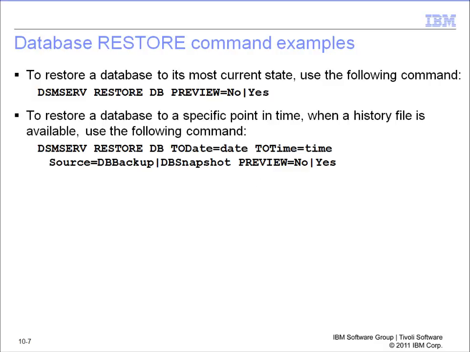To restore your database to the most current state, again, dsmserv restoredb. This is to the most current state. If you're going to go to a point in time, you need to roll back 2 days, for example. There's been some file corruptions. You need to restore back to a good backup. You would then do your dsmserv restoredb and provide a to date and to time. You'll list the type of backup, a DB backup or a DB snapshot.